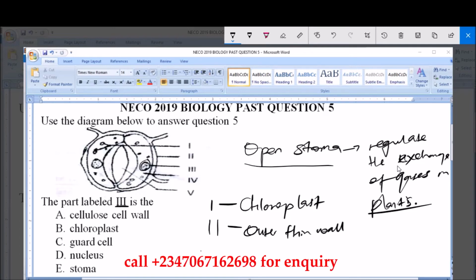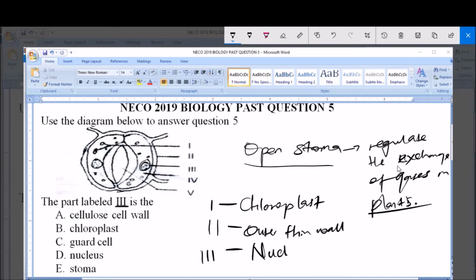Now III, which is 3, represents the nucleus, and this is it. And this is the question we are asked for, that the part labeled III is known as the nucleus. Now IV is the guard cell.